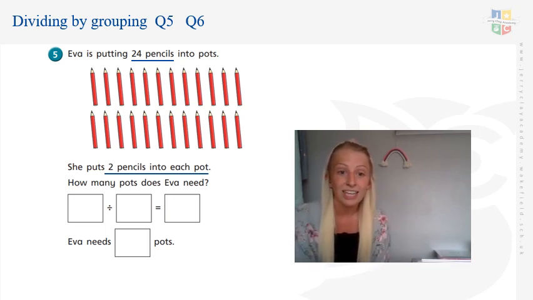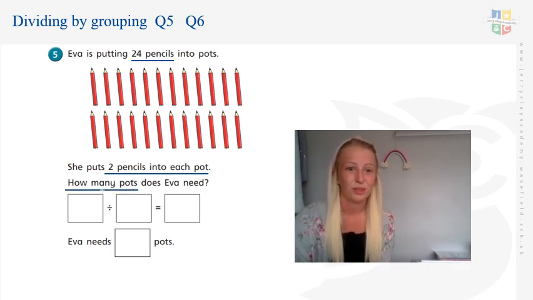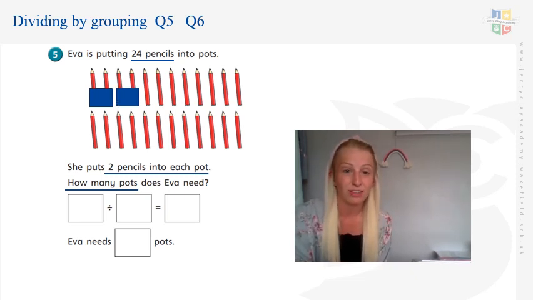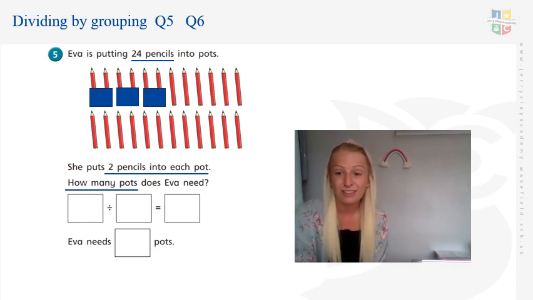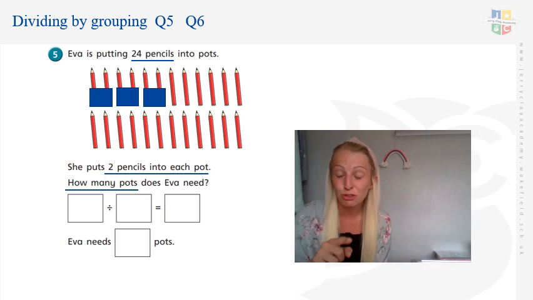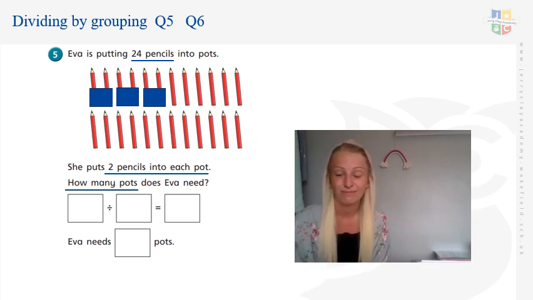So let's see how we can do that. So I need groups of 2 in each pot. So I'm going to draw a pot for every group of 2. So how many pots does Eva need? So that I've got 1 pot. So I've got 2 pencils in that pot, 2 pencils in another pot. See if you can pause the video and put your pencils into pots of 2 by either drawing the pots or drawing around into pots of 2.